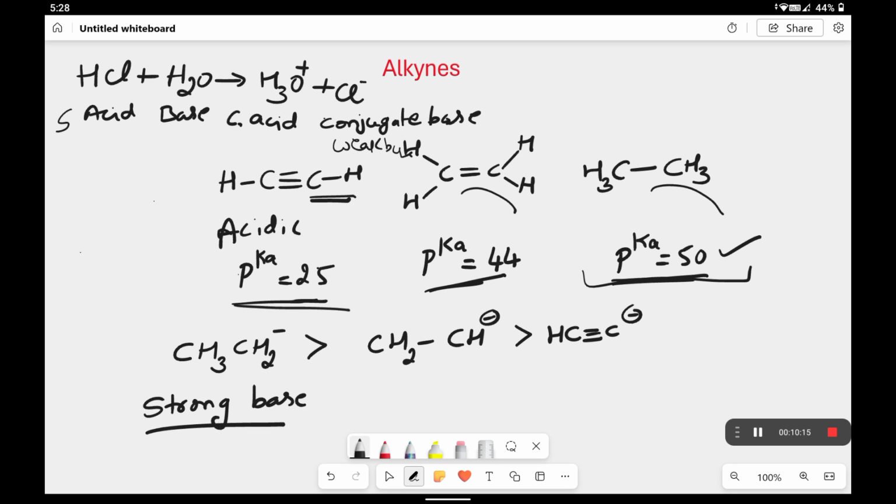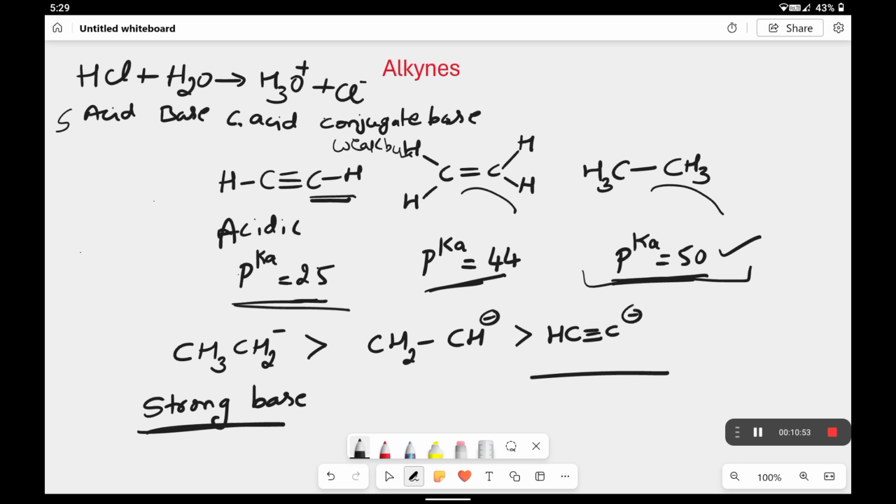Here I have written the order: after removal of a proton, it becomes a conjugate base. The ethane carbanion, CH3CH2 minus, is more basic than the vinyl carbanion, and that is more basic than the acetylenic base. This is based on the acid-base concept, or conjugate acid-base mechanism.